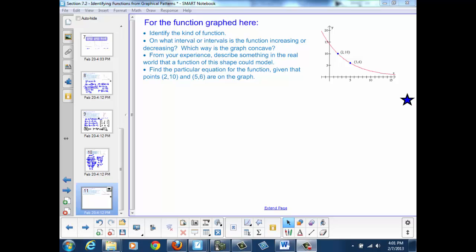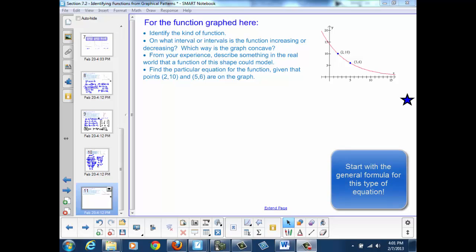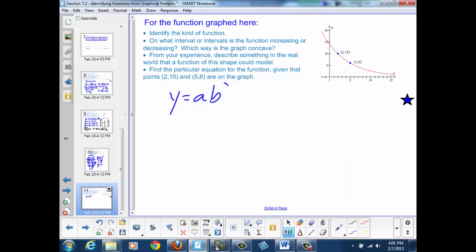Now, to find the particular equation, once again, we're going to take the same approach we took with the last three examples. We're going to start with the general equation for an exponential function, so y equals ab to the x. And we're going to plug in our values for x and y and solve for our unknowns. So our first equation would be when y equals 10, x equals 2, so ab squared. When y equals 6, x equals 5, so ab to the 5th.